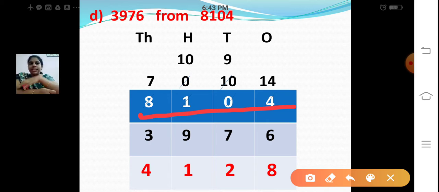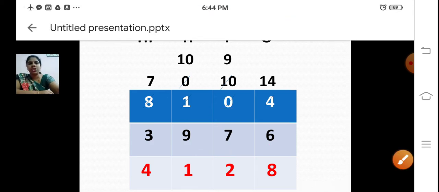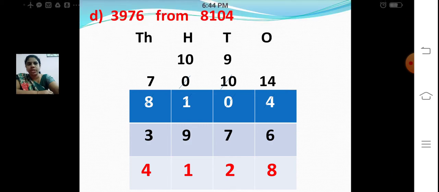4 in the ones place, 0 in the tens place, 1 in the hundreds place, and 8 in the thousands place. Now take the subtrahend, 3976. Write it in the exact place. 6 in the ones place, 7 in the tens place, 9 in the hundreds place, and 3 in the thousands place. Now let's subtract these two numbers.